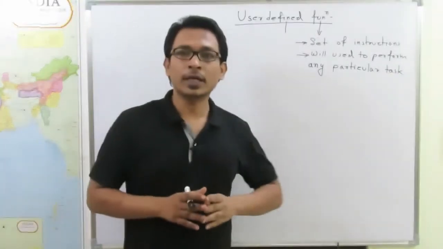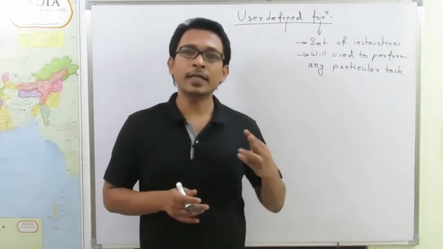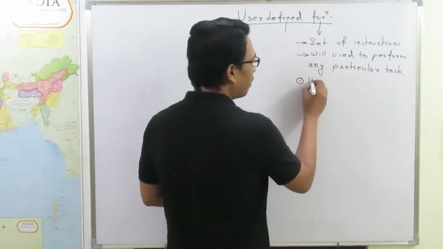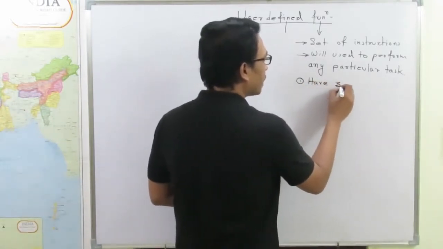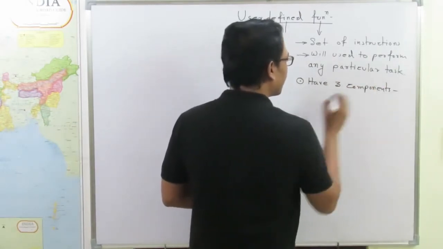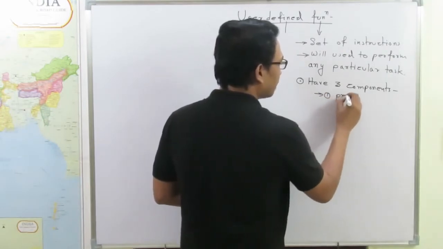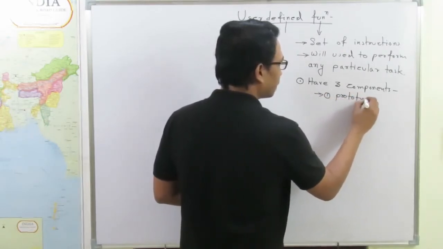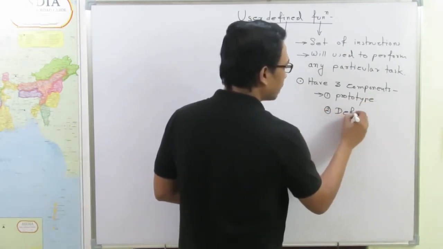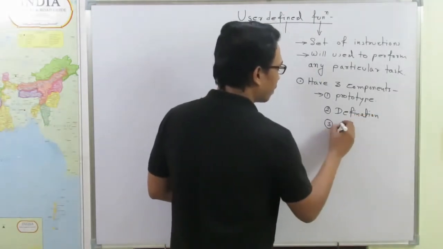We already know that any function in C programming language has three components. What are those components? Any function has three components. Those are, number one is prototype, number two is definition, and then we have function call.